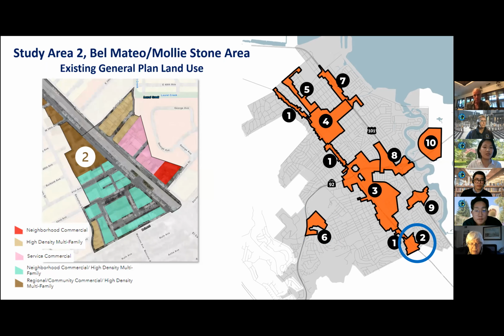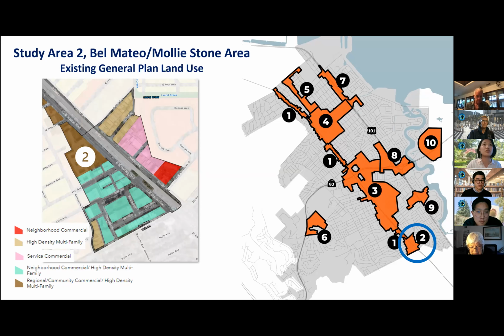So it looks like there was no preference for whether one study area over another. So I'm going to go in order. So the first study area is number 2. This is the Bell Mateo Molly Stone area, and also includes Bell Mateo Bowl. So the existing land use, so this is a current general plan land use map. It comprises mostly of neighborhood commercial with some high density multifamily uses allowed.